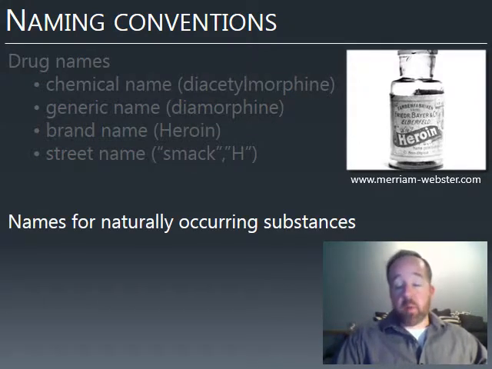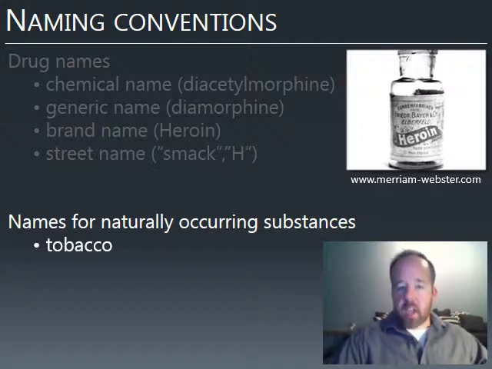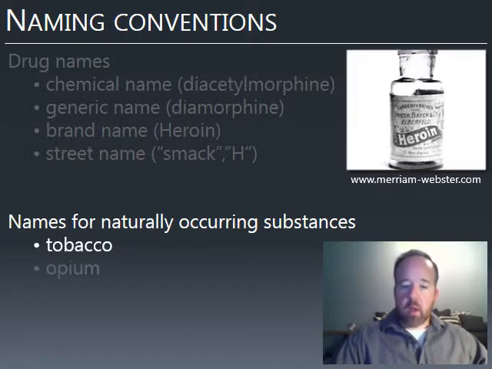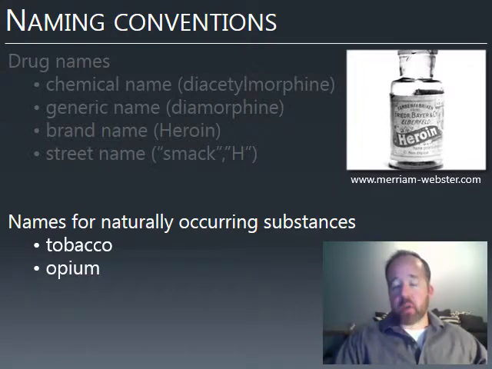And of course, to make things even more complicated, we often have names for naturally occurring substances, things like tobacco, where the main active ingredient is nicotine, which is the chemical name. But tobacco is the name of the natural product that's most visible. It's also true for things like opium, which is actually a mixture of chemicals.